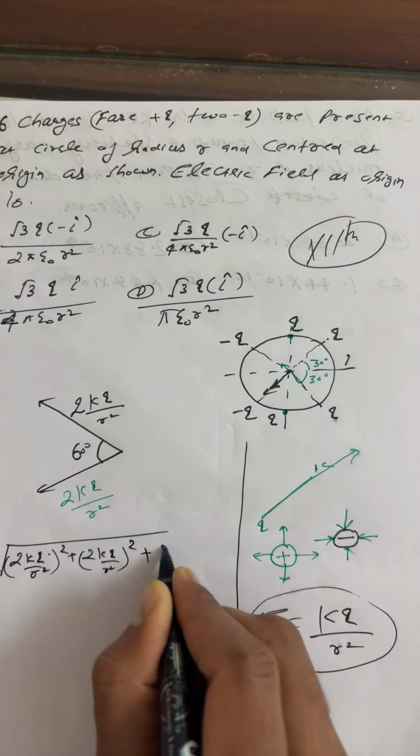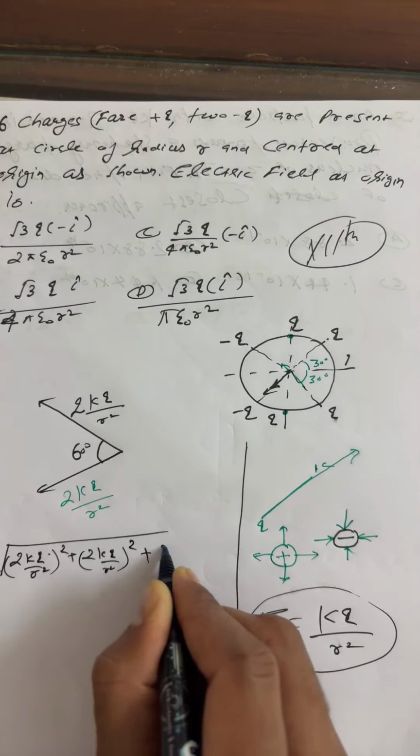You can see that in these terms everywhere we have kq by r square. So students, you can take kq by r square out. Then we get 4 plus 4 plus 4, that is 12. This is what you can say: 2 root 3 kq by r square, my dear.